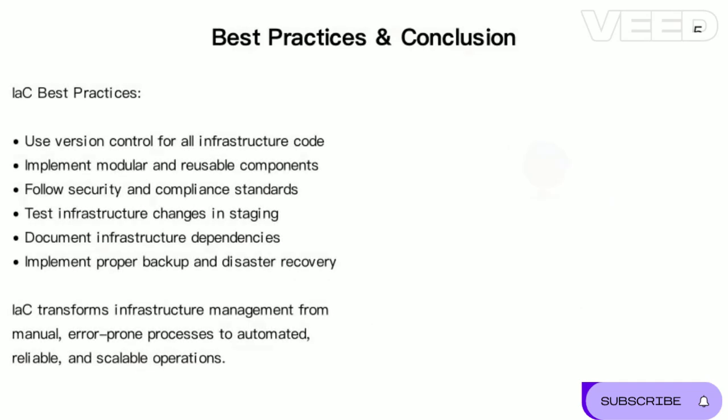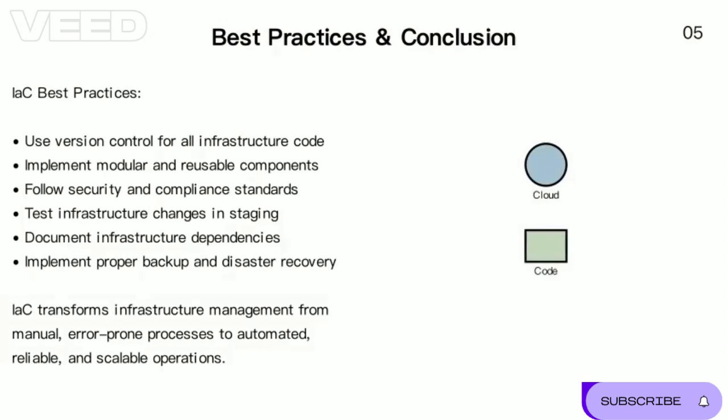To successfully implement infrastructure as code, follow these best practices. Always use version control for infrastructure code. Implement modular and reusable components. Follow security and compliance standards. Test changes in staging environments. Document dependencies clearly. And implement proper backup and disaster recovery procedures. Infrastructure as code fundamentally transforms how we manage IT infrastructure, moving from manual, error-prone processes to automated, reliable, and highly scalable operations that align with modern software development practices.